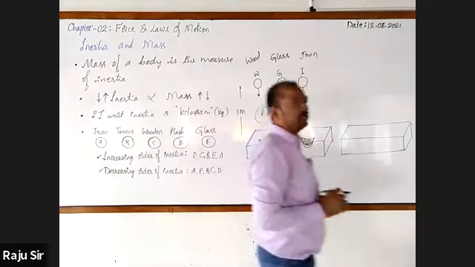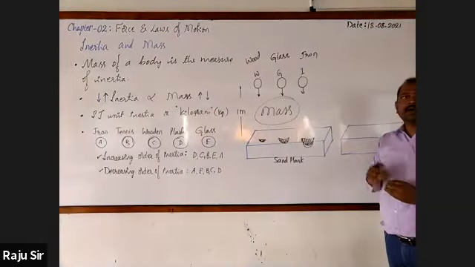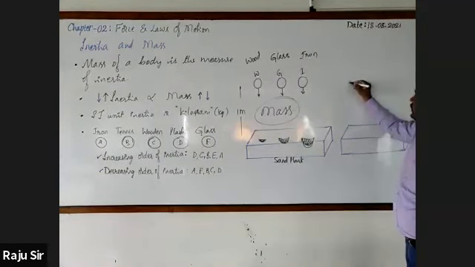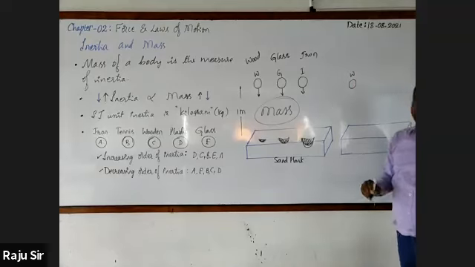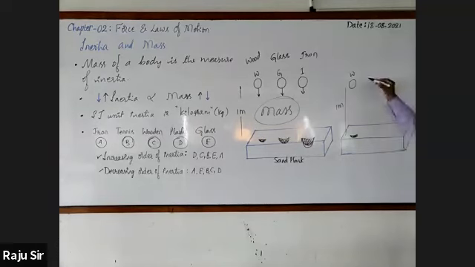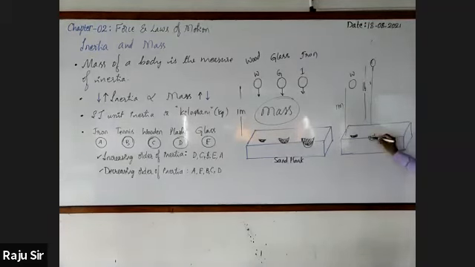Now, let me take another situation. This time I'm going to use only one kind of ball. First, I'll use the wooden ball, and it is to be allowed to fall from 1 meter height. What happens? It creates a depression. I'm going to use the same ball, but this time I'm leaving it from 1.5 meter height. What happens? The depression increases. More depression.